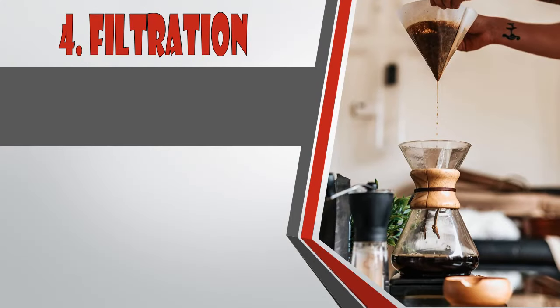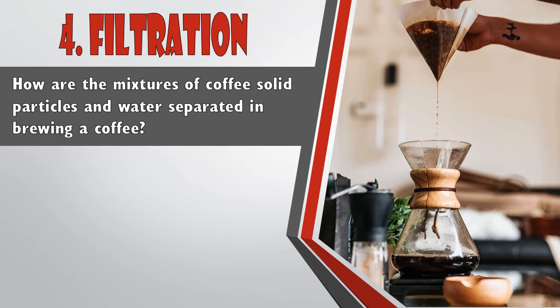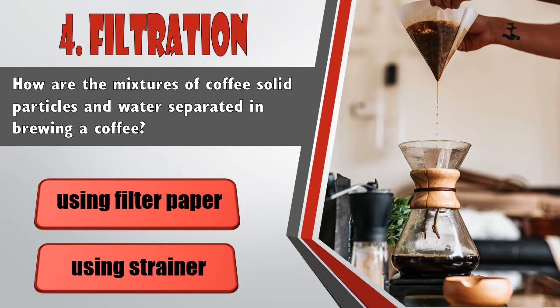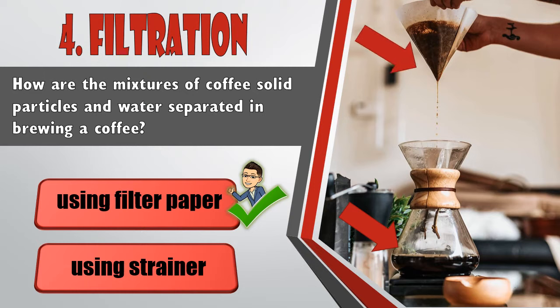Number 4. Filtration. In this picture, how are the mixtures of coffee solid particles and water separated in brewing a coffee? By using filter paper or by using a strainer? Correct, by using a filter paper. In brewing a cup of coffee, the hot water filters through the pores of the filter paper and the coffee solid particles separate.